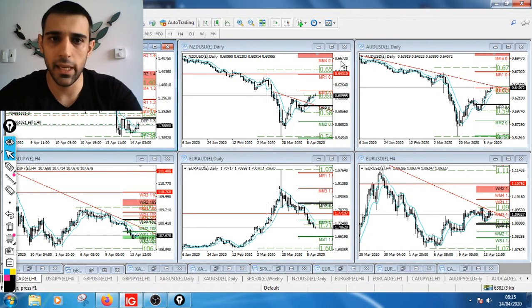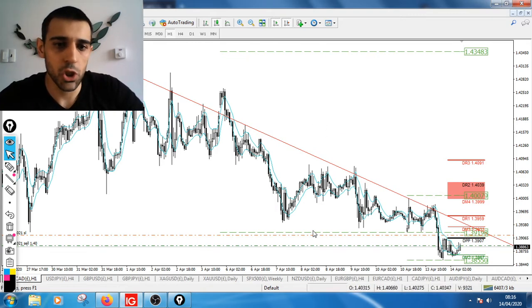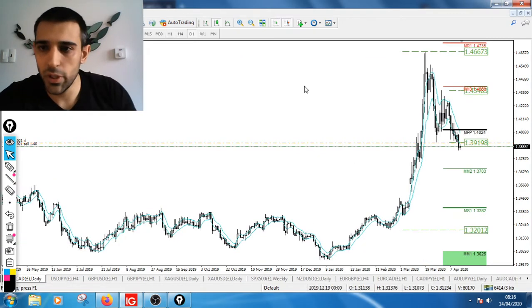Let's see, US dollar against Canada. Where is US dollar Canada? Oh yeah, this is the one I took the trade. So this should be fairly short. So the reason why I took the trade.